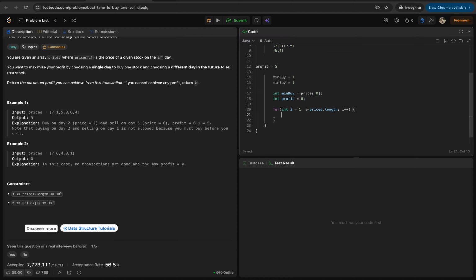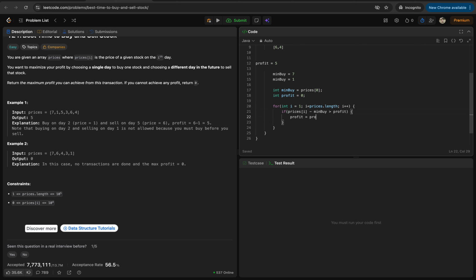Now at each iteration we can check if this number, prices I minus min by, is greater than profit, then profit equals prices I minus min by, right?